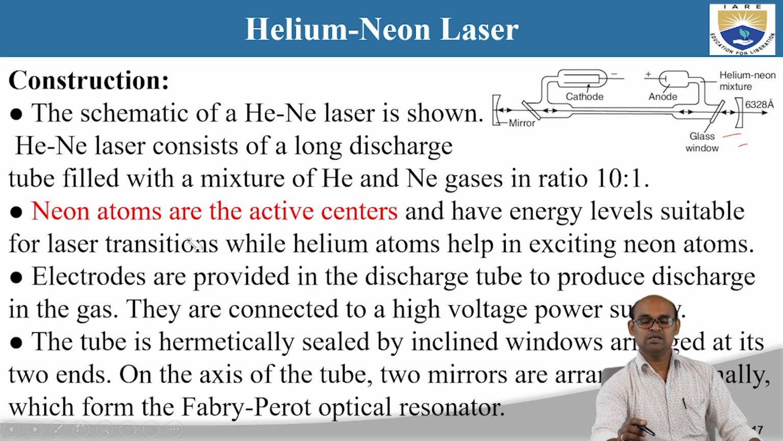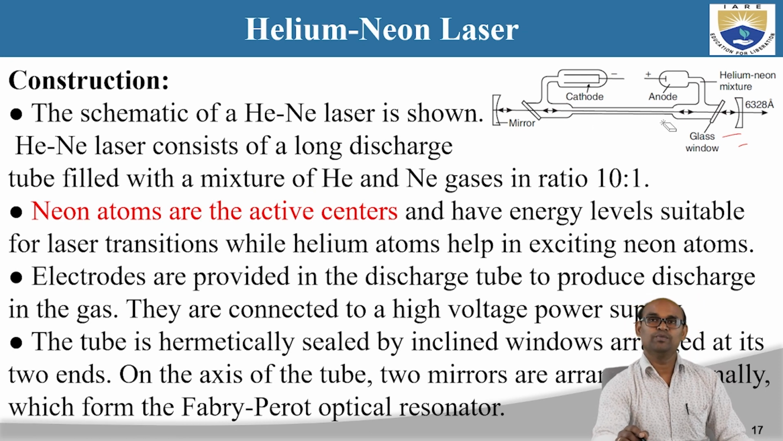So to revise, you have a narrow glass tube. This narrow glass tube is filled with helium neon gases in the ratio of 10 to 1. That means for 10 atoms of helium, there is only one atom of neon.